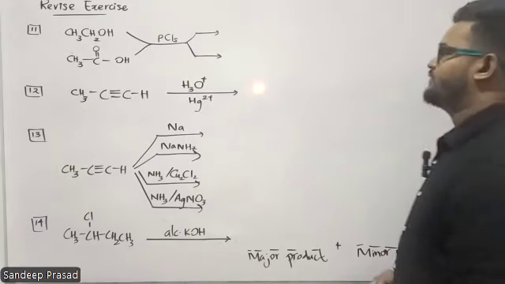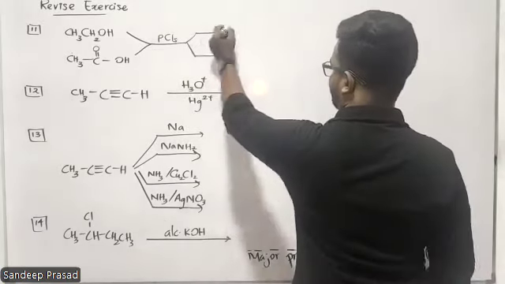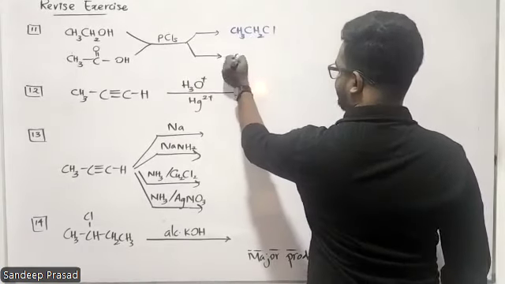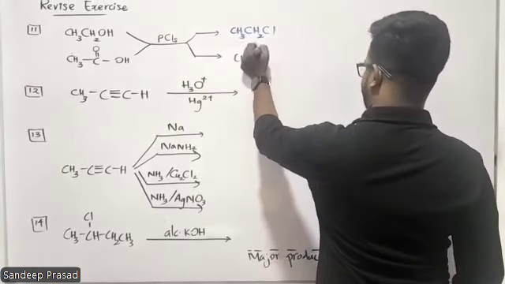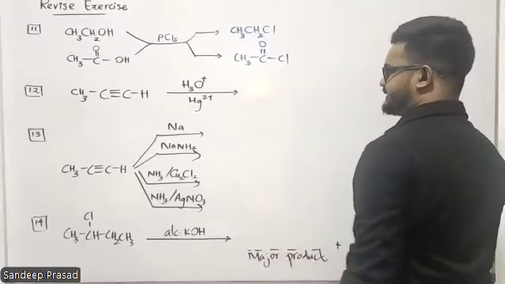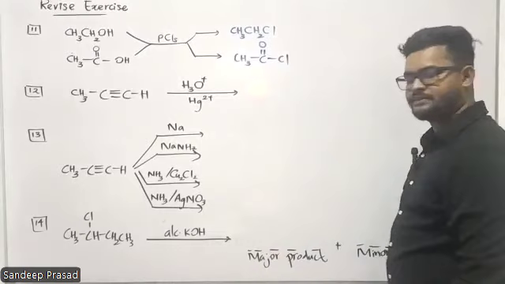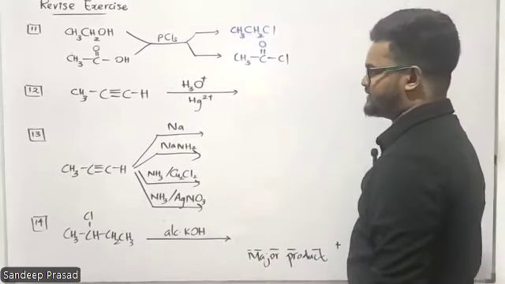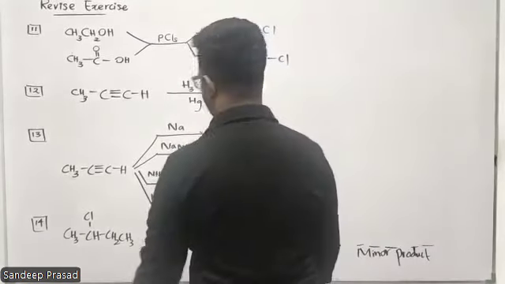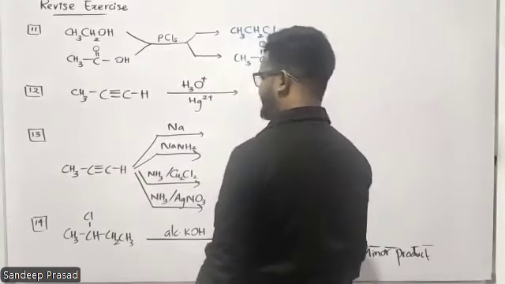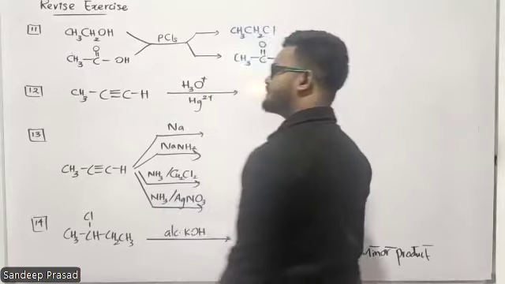So what about the 11th one? We're adding PCl5. When we add PCl5 to an alcohol, it produces an alkyl halide. When we add PCl5 to a carboxylic acid, it produces an acid halide, right? So this is actually hydration of alkynes, right? I told you that in this kind of molecule, oxygen and two hydrogens are connecting to the triple bond carbon atoms, right?